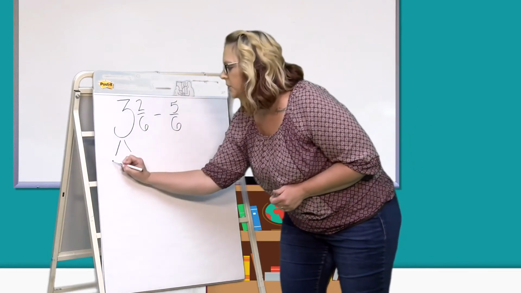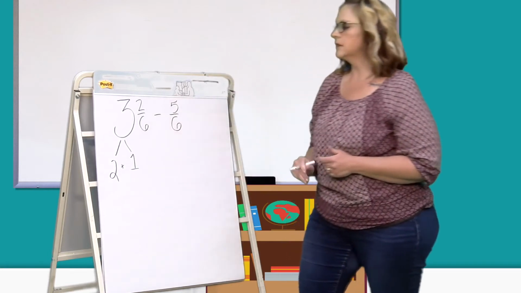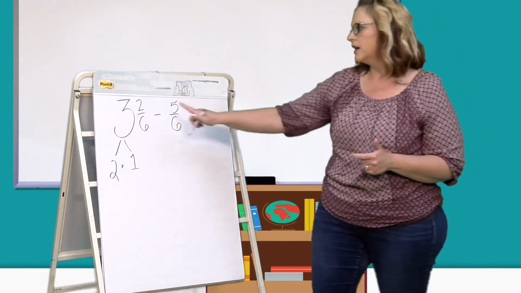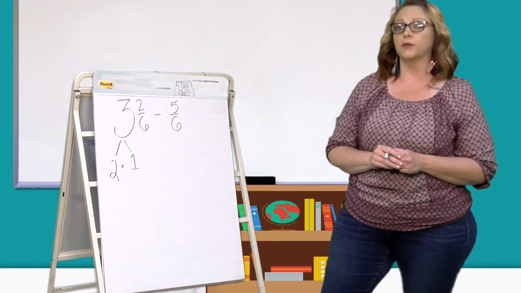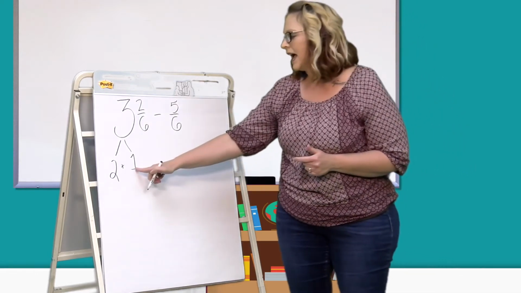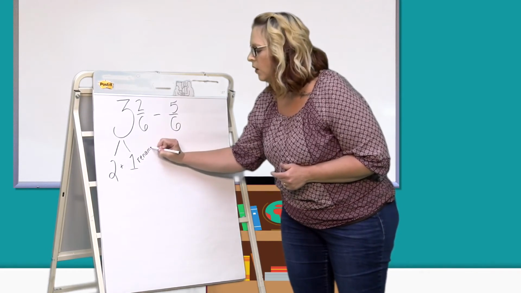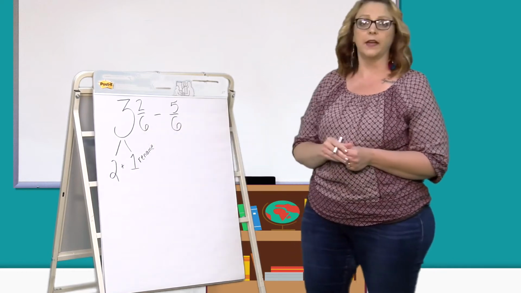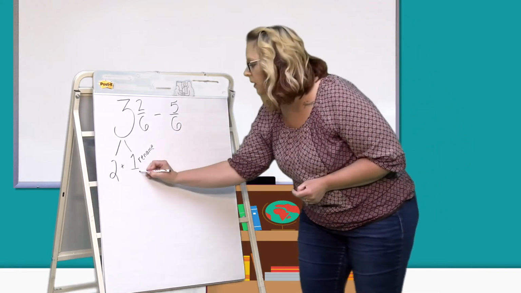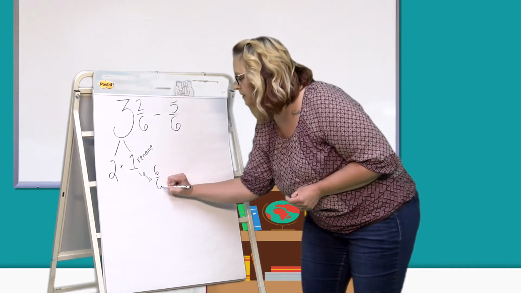So I'm going to say 3 is the same as 2 plus 1. I decompose that whole number so that I can create a fraction big enough to subtract 5 from. Now, I need to rename my whole number 1. I need to rename it to match this fraction family. So this whole number 1 is the same as 6/6.